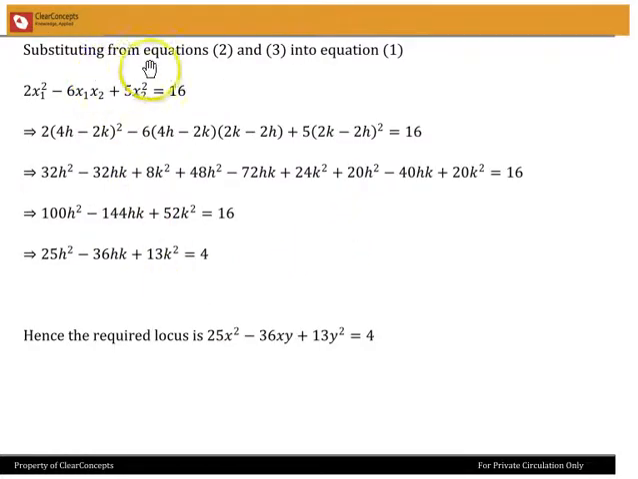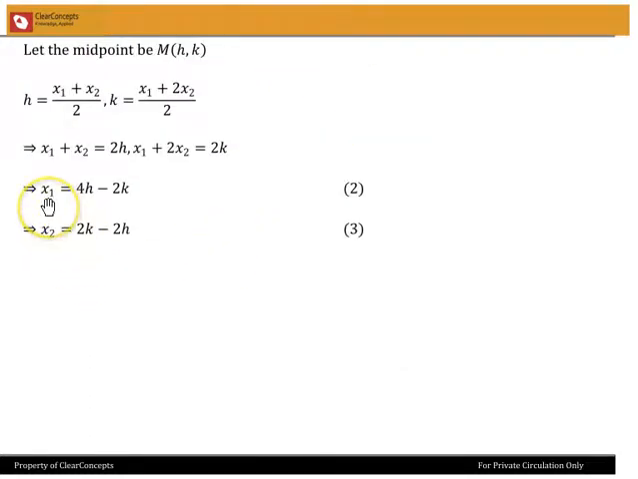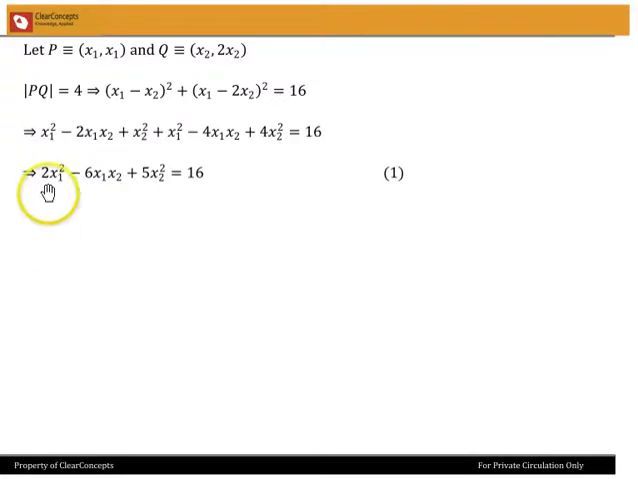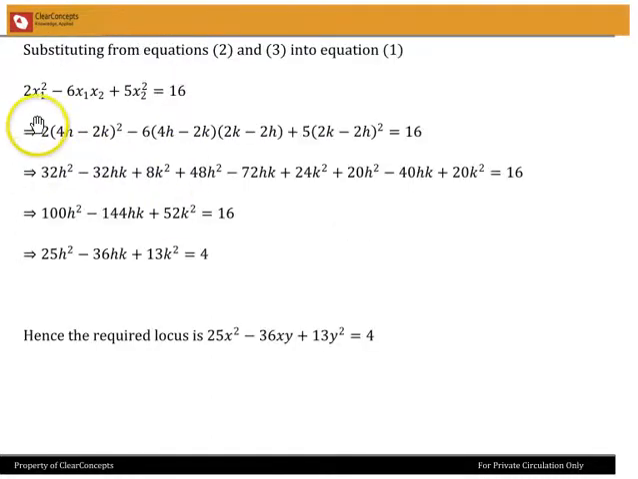Now we will use equations 2 and 3 in equation 1. See, equations 2 and 3 give us x1 and x2 in terms of h and k. Equation 1 has only x1 and x2. In other words, by substituting, we will convert equation 1 in terms of h and k. So doing that, we will get 2 times (4h minus 2k) whole squared minus 6 times (4h minus 2k) into (2k minus 2h) plus 5 times (2k minus 2h) whole squared is equal to 16.